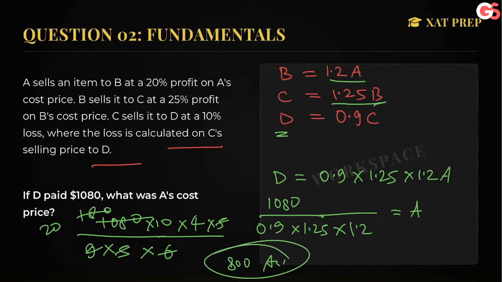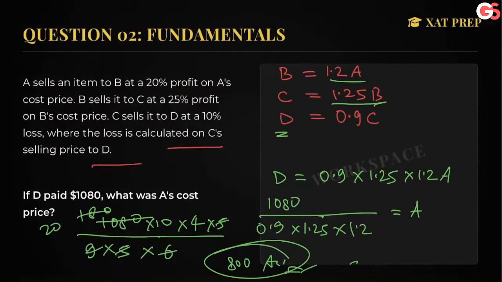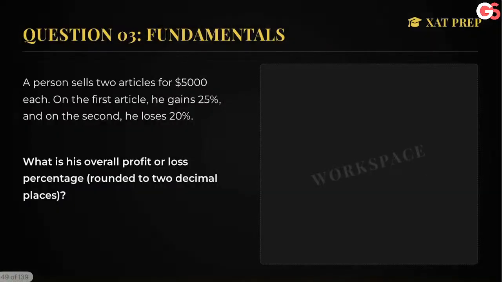Cool. Next. Did all of you get it? A person sells 2 articles for rupees 5,000 each. On the first article, he gains 25%, on the second, he loses 20%. So what will be the overall profit or loss percentage? Up to two decimal places.